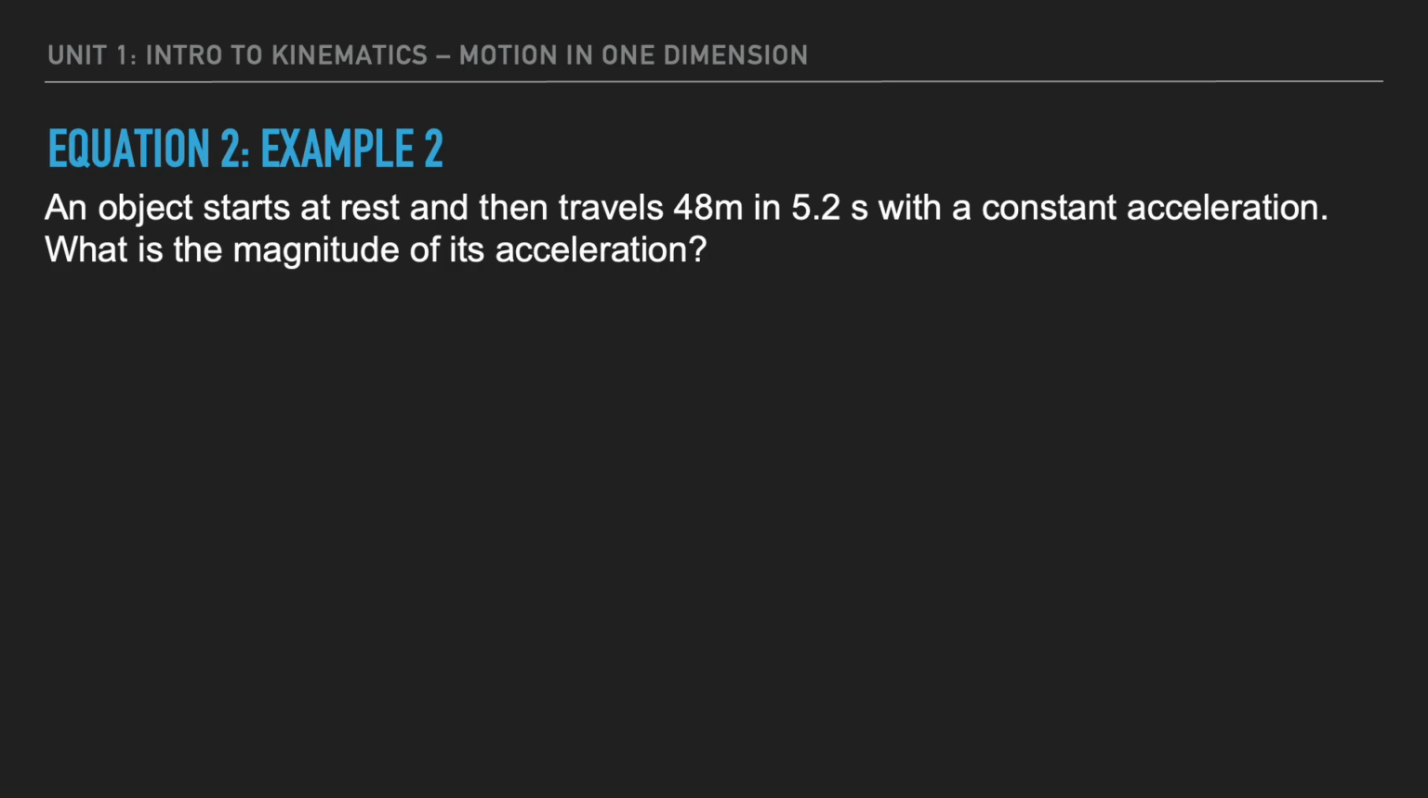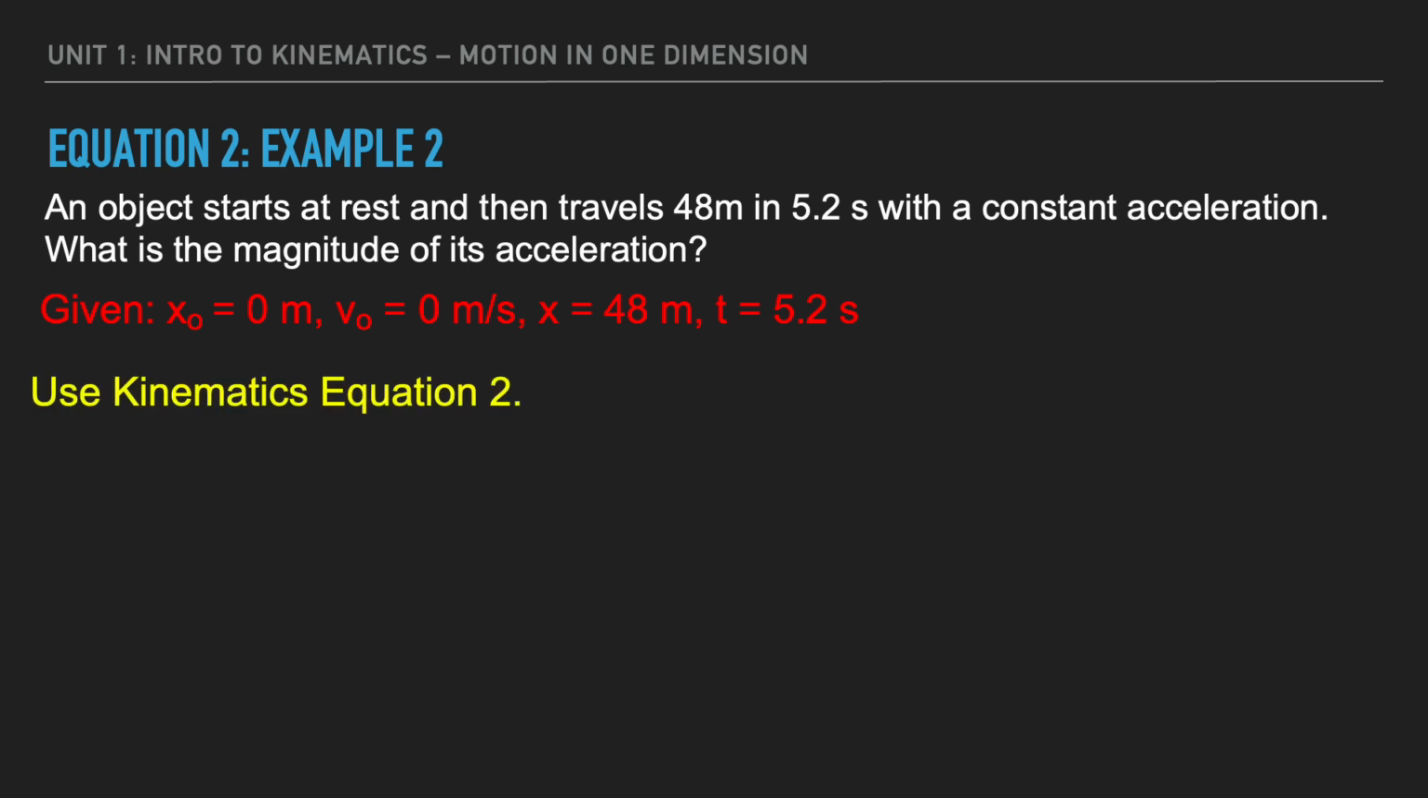Example 2 starts off with the same kind of thing. We have an object starting at rest, traveling a certain distance in a certain amount of time with a constant acceleration, and now we're tasked with finding the acceleration. So the first thing you know is the givens. My initial position is 0, initial velocity is 0, distance and time. Again, we're using kinematic equation 2, using that first form, d equals v naught t plus 1/2 at squared.